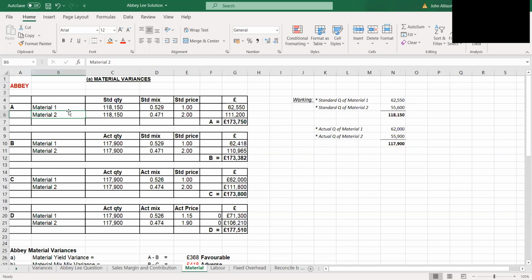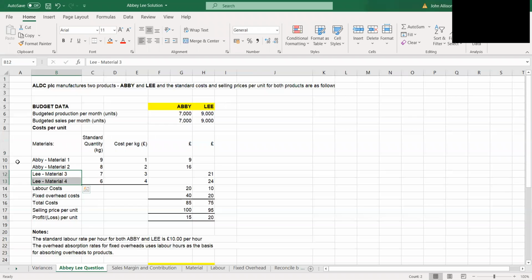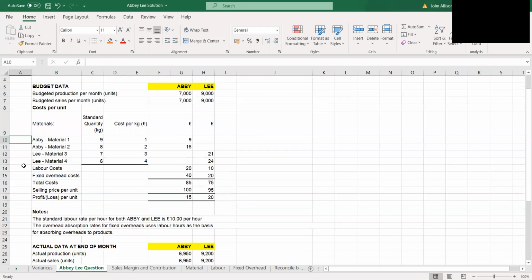So we've got the two materials Abbey uses, and we'll get the standard quantity, standard mix, and standard price for each of them. The first thing, maybe the trickiest thing, is to get the standard quantity. The standard quantity is going to be the amount of kilograms of the material that's used overall to produce material 1 and material 2 when we're producing Abbey. So how much of material 1 did we use and how much of material 2 did we use?